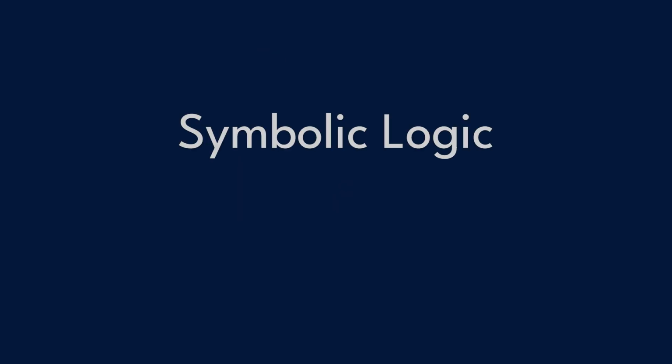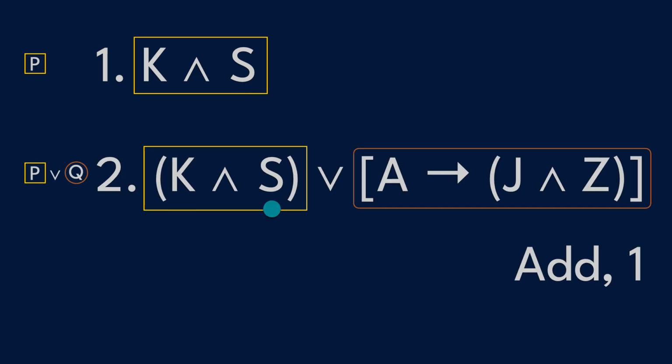Here's how it looks in symbolic logic, a natural deduction proof. Kim and Sally left the party, so we can infer either Kim and Sally left the party, or, if Alex left, then Jill and Zoe left. Using addition on line 1, or as some textbooks call it, or introduction, line 1. See the structure? This is true, so it's true that either this or that.